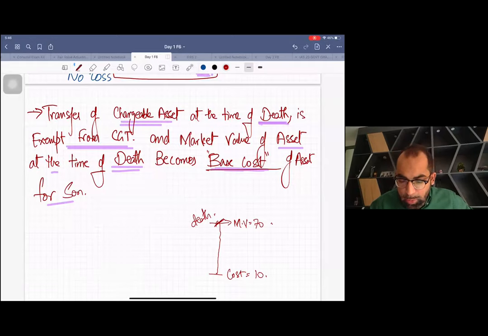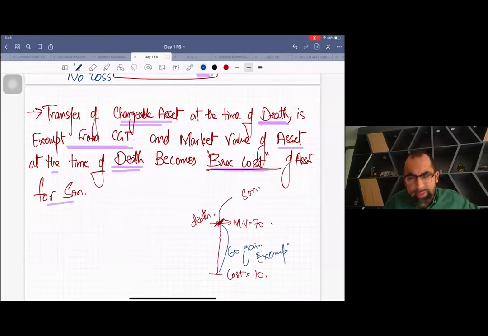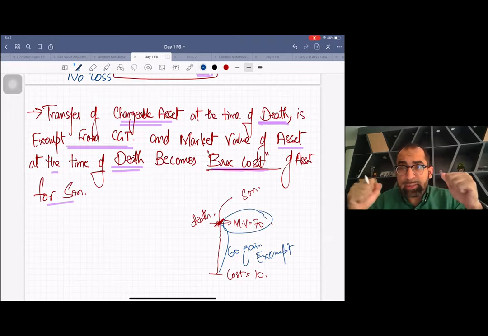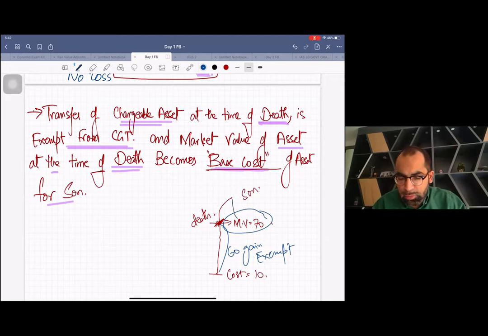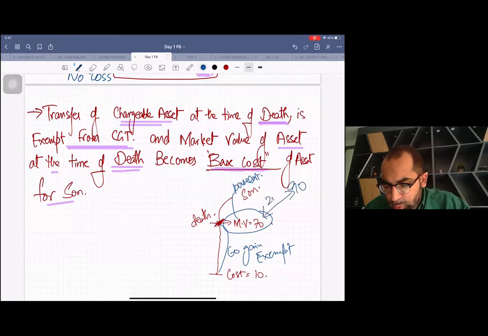Okay, so now according to the will, the asset is transferred to son. So this appreciation, look at here, this $60 gain is totally exempt. Nobody will pay tax on this 60, right? And now, please listen carefully, market value at the date of death will be the base cost for son. And when son sells this asset in future, if son sells it for 90, only $20 gain is taxable on son.